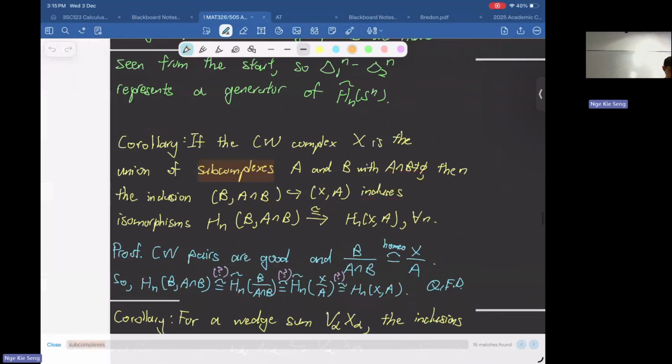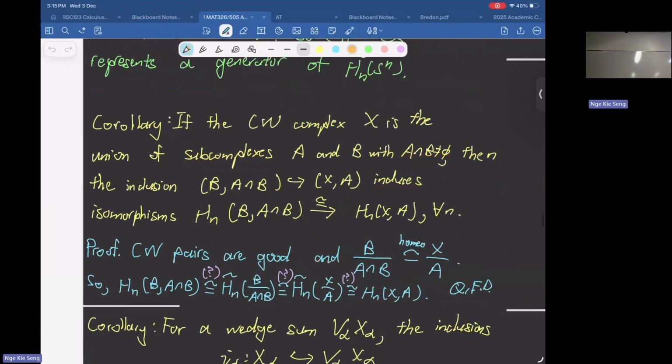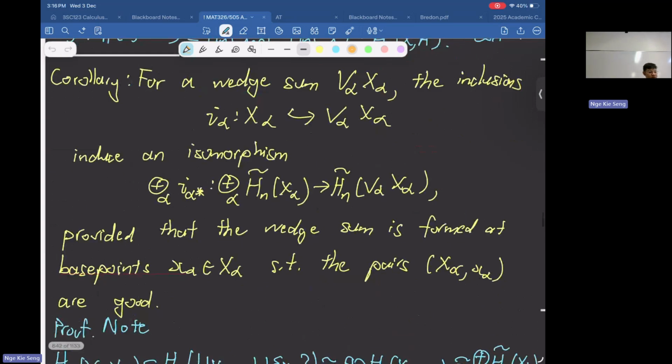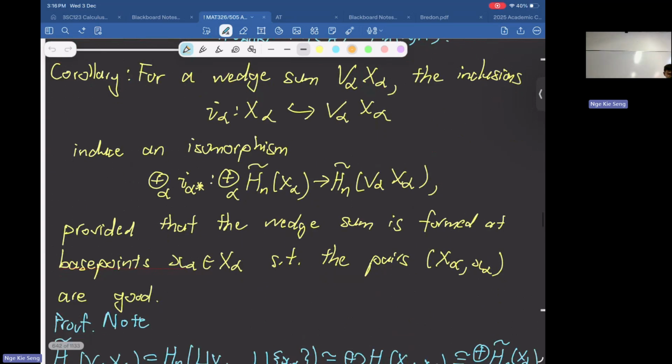Okay, so the next part is we do excision on CW complex. So as long as you are CW complex, if you have two subcomplex, then you have this excision property here. Because CW pairs are good pairs, you can deformation retract along your skeleton, and then you can apply excision. And then this wedge sum I think is important for your assignment.